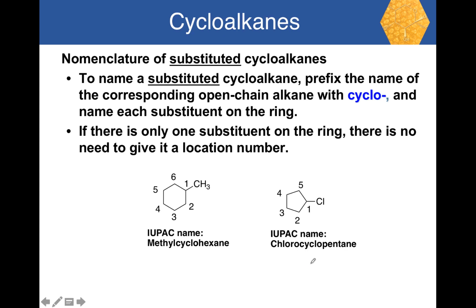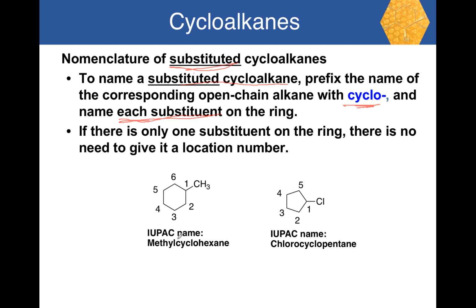Let us look now at the nomenclature of substituted cycloalkanes. Substituted. So now we have the cycloalkane, but now we'll have a group bonded to that ring. We call that a substituted cycloalkane. How do we name that? Just as we did before, you have to recognize the cycloalkane portion, and you'll have to name each substituent on the ring. So, let us look at a couple examples.